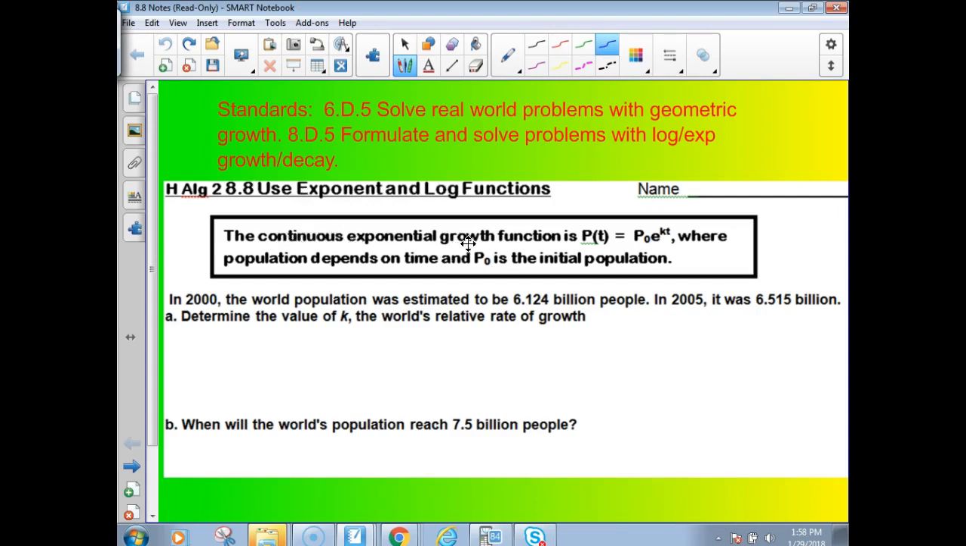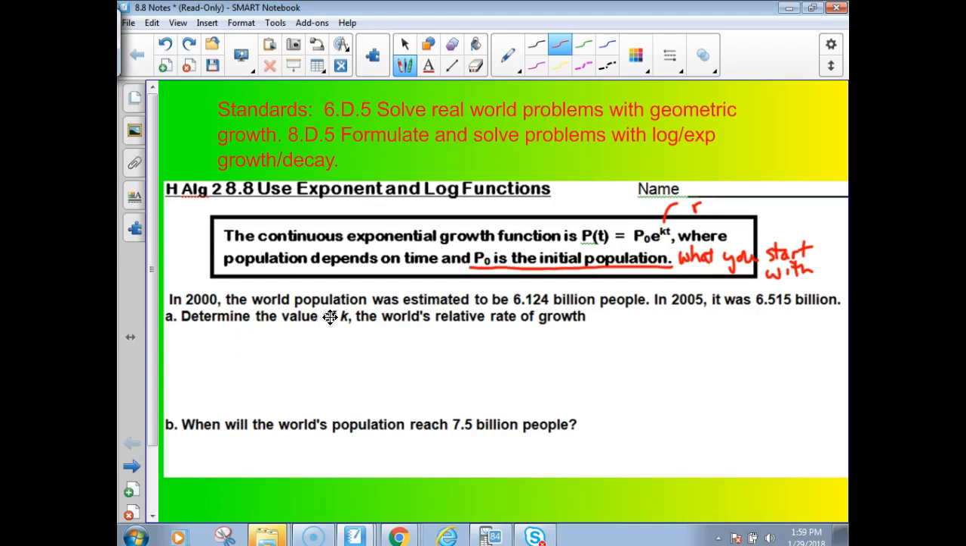The continuous exponential growth function P of t equals P sub 0 e to the kt, where the population depends on time, and P sub 0 is the initial population. All right, what's that mean? This is how much you start with, your initial population, or your initial amount. Okay, and then you know E is a number, and K is sort of like R, so this could be related to that PERT formula, if you will. You know what I'm talking about, the old continuous compounding, right? So there's a lot of things in nature that can be modeled by this formula.